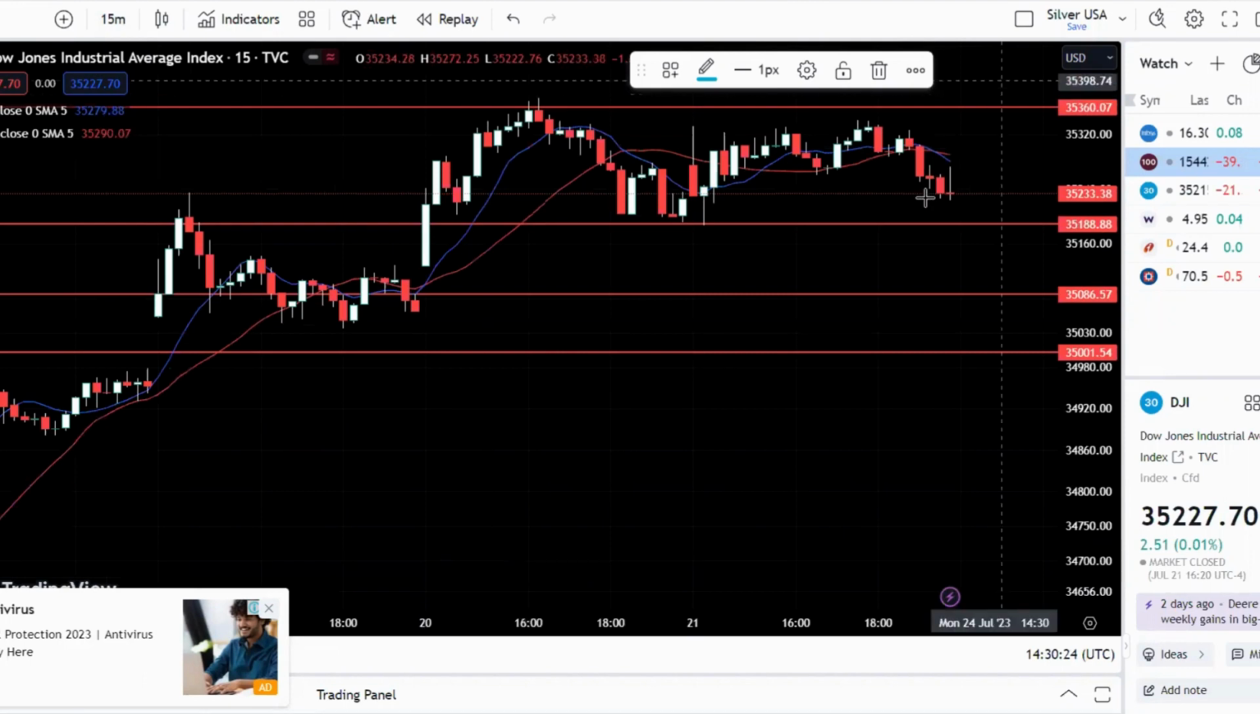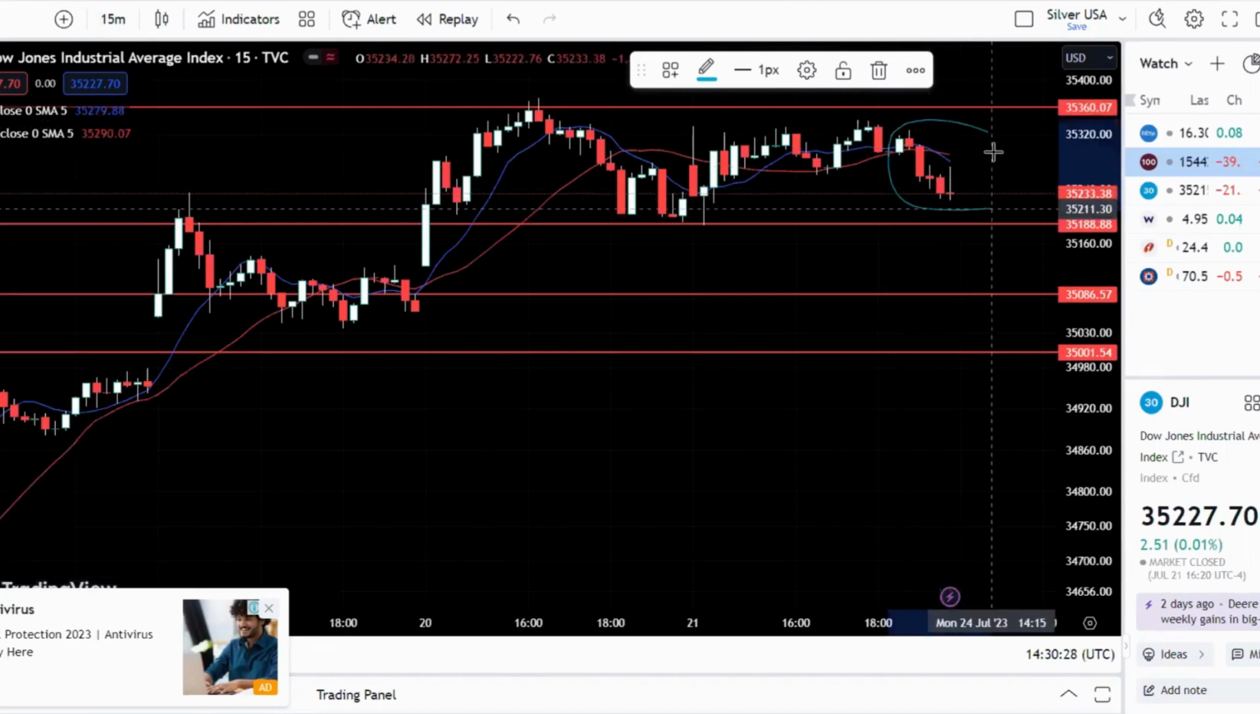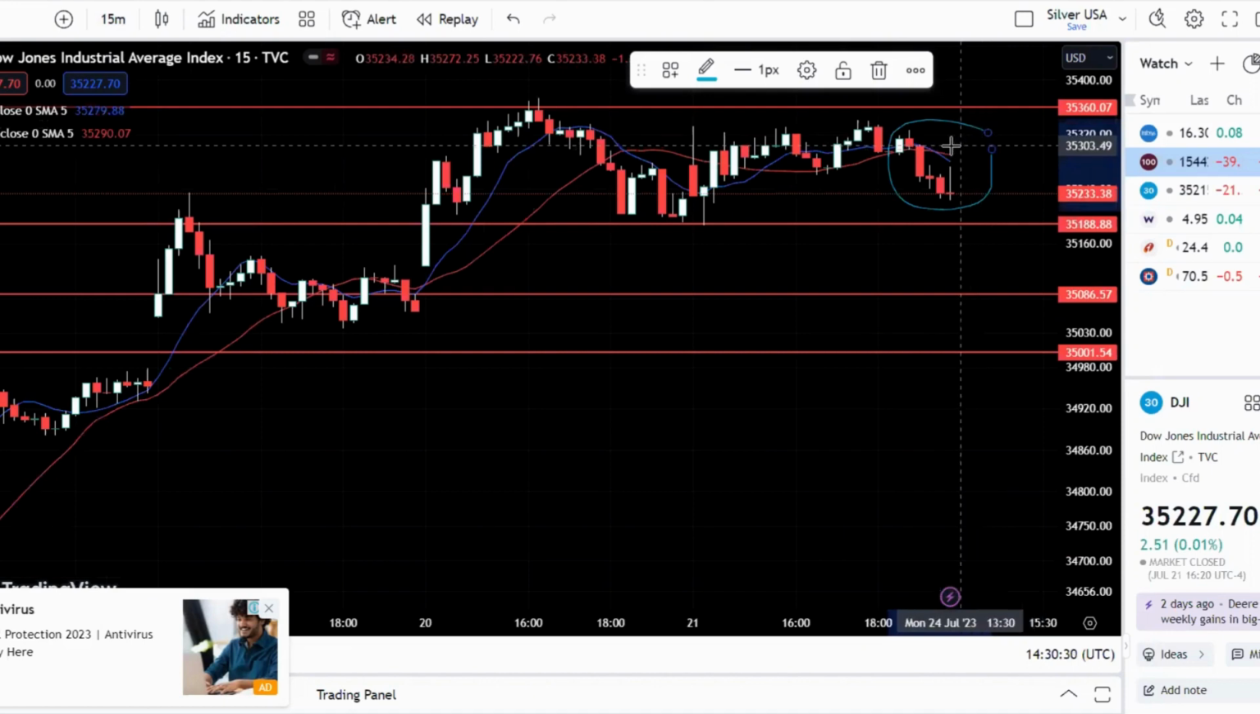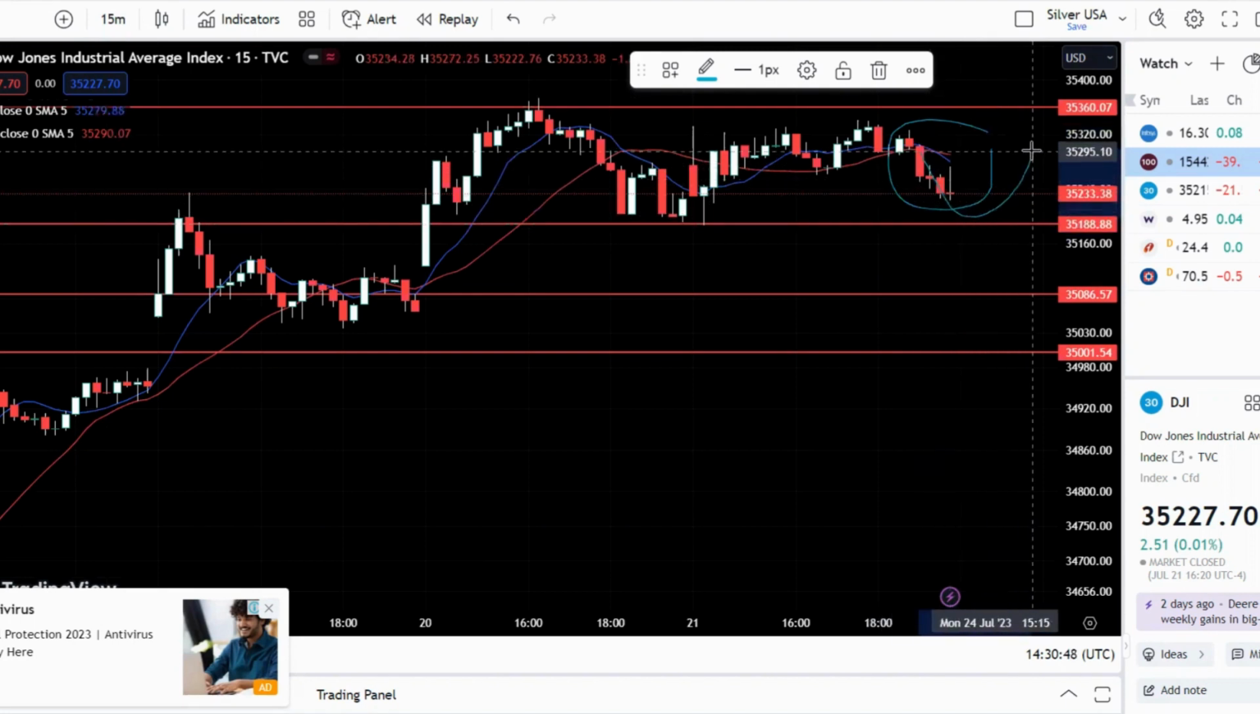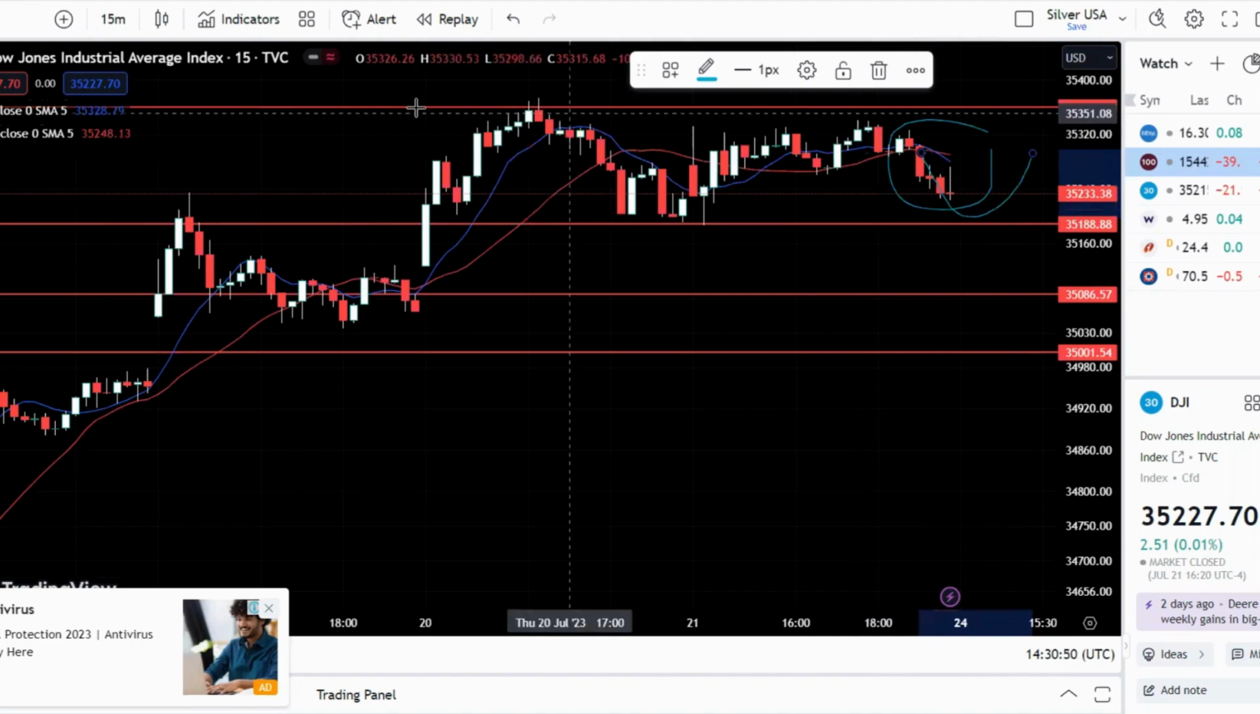Okay, so here we can see the chart is a bit bearish with the 15 minutes chart crossing over the moving average, in the bearish zone. The current support for Dow Jones would be 35,180, and resistance would be 35,370. 370, 380 would be the resistance, and support would be 35,180. If we take support here and move on, then it would be again very bullish. So I have to update you about the support and resistance.